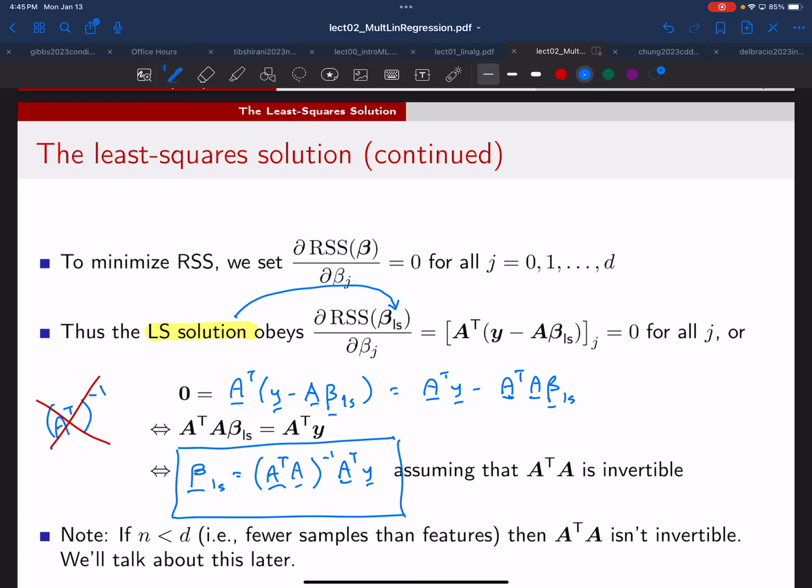Yes? Why is there no A transpose inverse? A transpose is not a square matrix in general. You can only invert a square matrix.